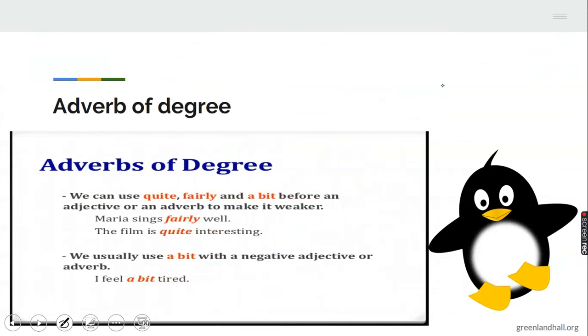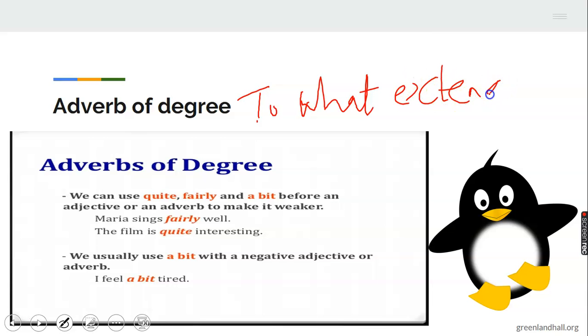Then we have adverb of degree. It tells us to what extent an action is being done. To what extent. That is adverb of degree. To what extent something has been done. Okay. Now we have quite, fairly, a bit. Maria sings fairly well. The film is quite interesting. I feel a bit tired. So those words written in red, they are the adverb of degree. Tell us to what extent an action has been performed.